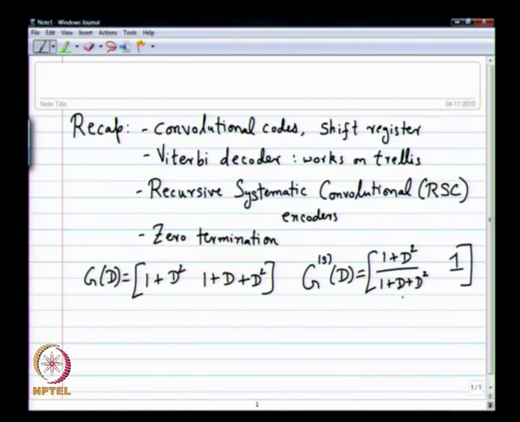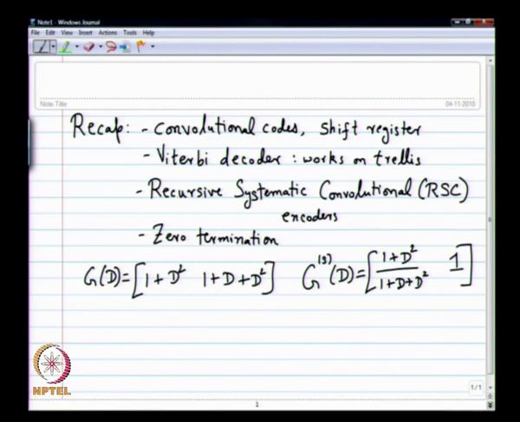The choice of these connections, like I said, usually has no big theory behind it. You do a computation of the minimum distance, roughly, and then for a given memory, you optimize over all possibilities. I don't know if this is the optimal or not. It might be the optimal for memory two. I'm not sure, but it's a very typical, nice example.